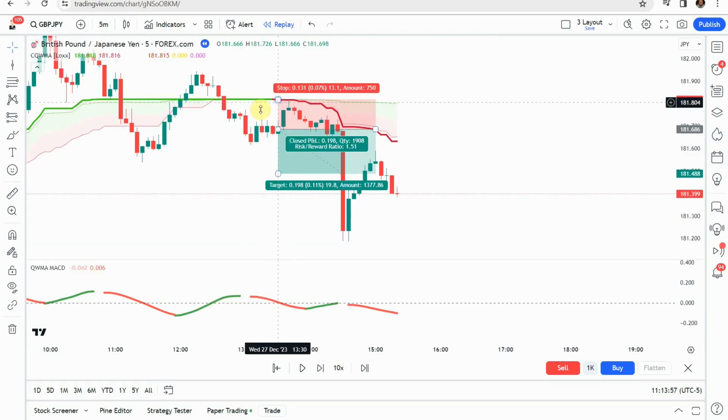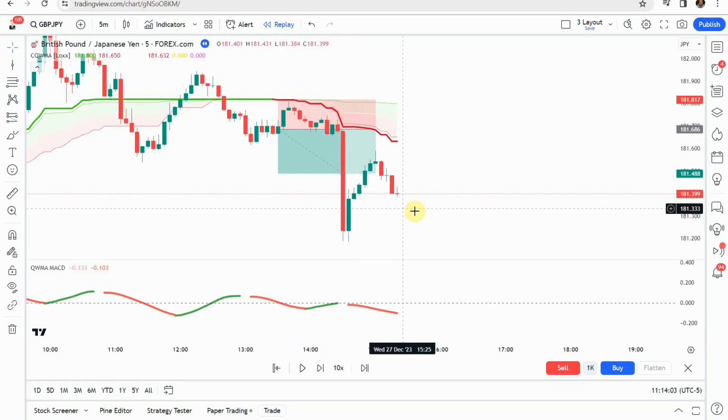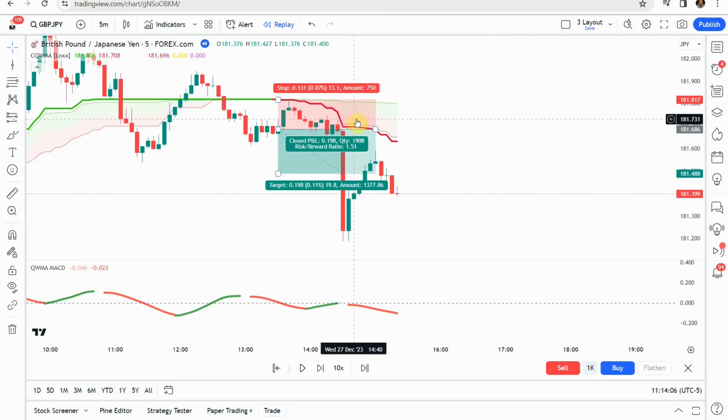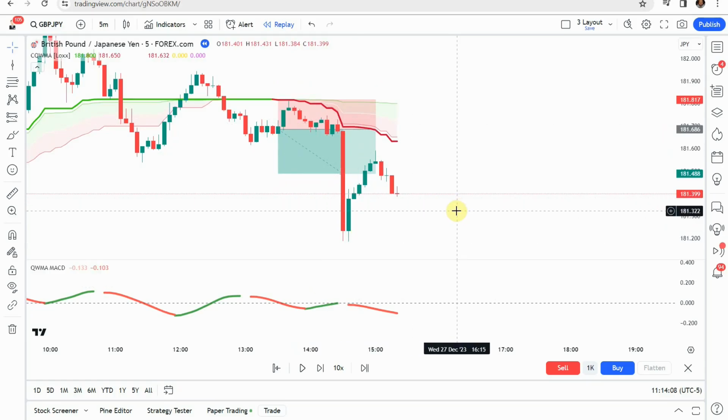All right, so we get this wick right here that pulls up and gets really close to our take profit, but barely misses it before we then roll over and again make this really nice push pretty much straight down, getting us to our take profit once again. All right, so that puts us at the end of the testing right there.